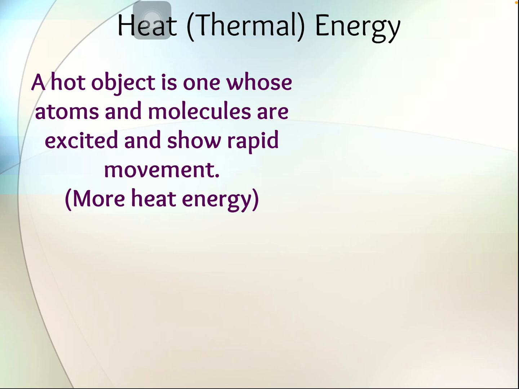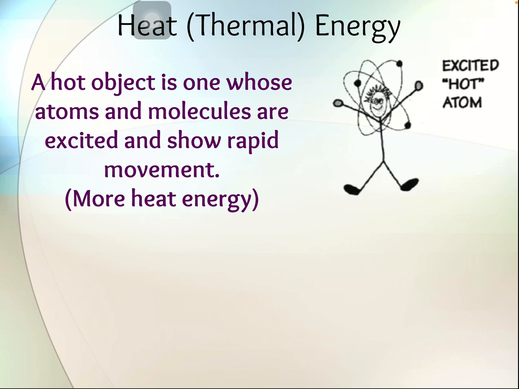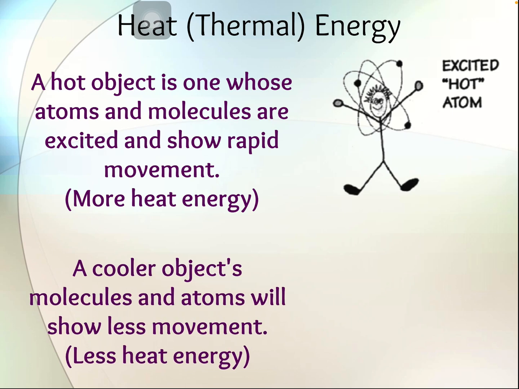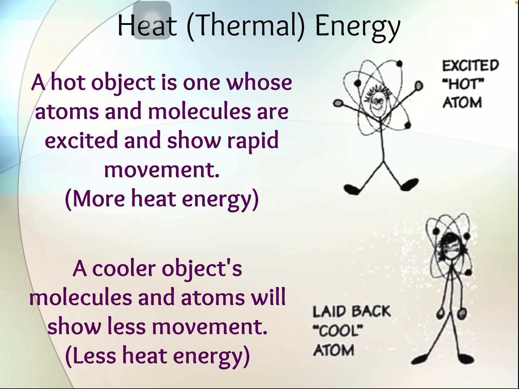When we say an object is hot, we're talking about an object whose atoms and molecules are excited and show rapid movement. A cooler object's molecules and atoms will show less. So hot atoms are moving. You remember that lab we did on PhET where we put the burner on and the particles in that little container started to move faster and faster, and maybe they even blew the lid off the container if you heated them up too much. You guys have the idea of how this particle motion works. It's all about atoms and molecules.